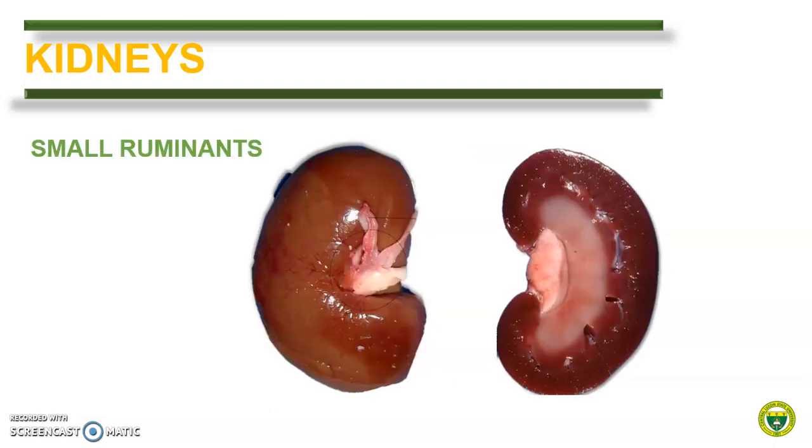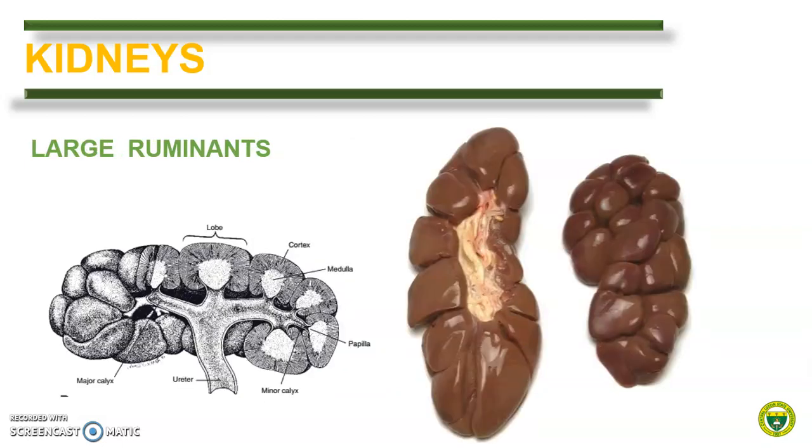In sheep and in goats, the anatomy of the kidney is the same as in dogs. They also have the renal crest instead of the individual renal papillae. However, this is in contrast with the large ruminants. Their kidneys are lobated and lack the renal pelvis. They have minor calyces embracing the renal papillae that lead into the major calyces and into the ureter. Please note that each lobe has its own cortex and medulla.